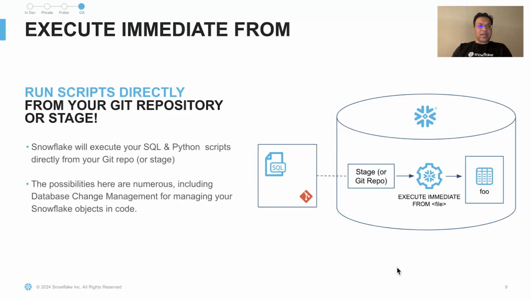The next one is execute immediate from. Now, this capability allows you to run SQL or Python scripts directly from your Git repo. We have a dedicated CLI command, snow git execute, which allows you to run all of these files into Snowflake without having anything to do on your local. And this is a critical part of the whole CI/CD process, which we'll show you later, allowing you to run the database change management using everything from stage itself. This feature is also in GA right now.